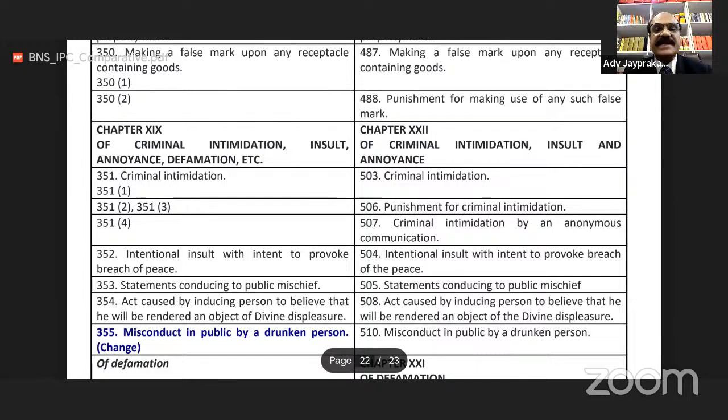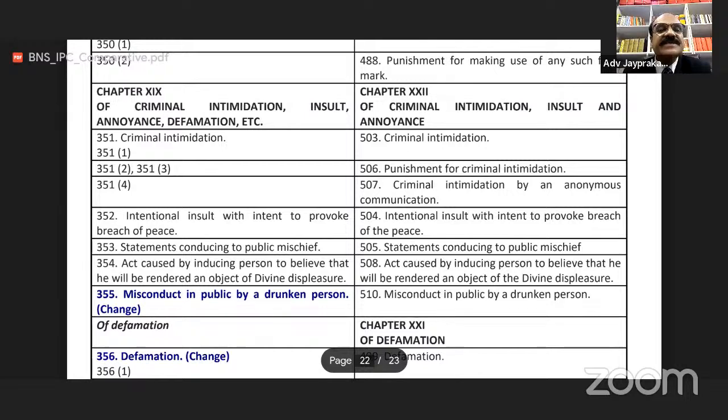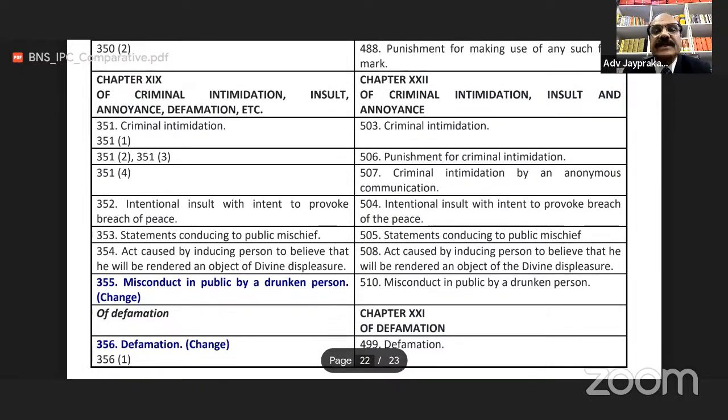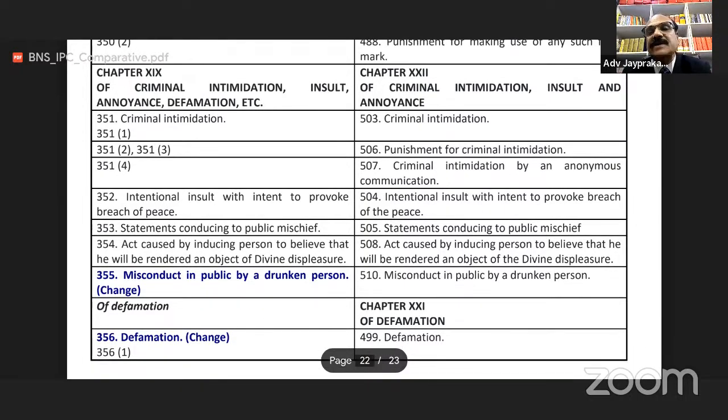Chapter 19 of criminal intimidation, insult, annoyance, defamation, etc. This is the last chapter. Its corresponding chapter in IPC was the 22nd chapter. In BNS this chapter is 19; in IPC the chapter was 22. Criminal intimidation, insult, and annoyance.